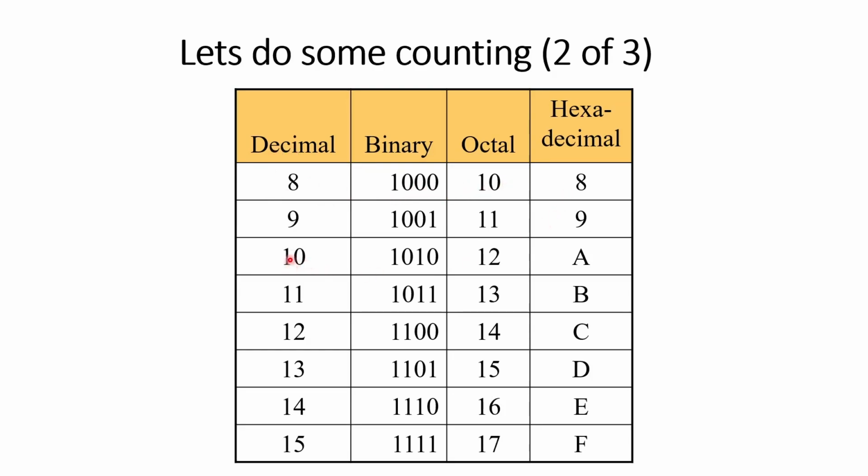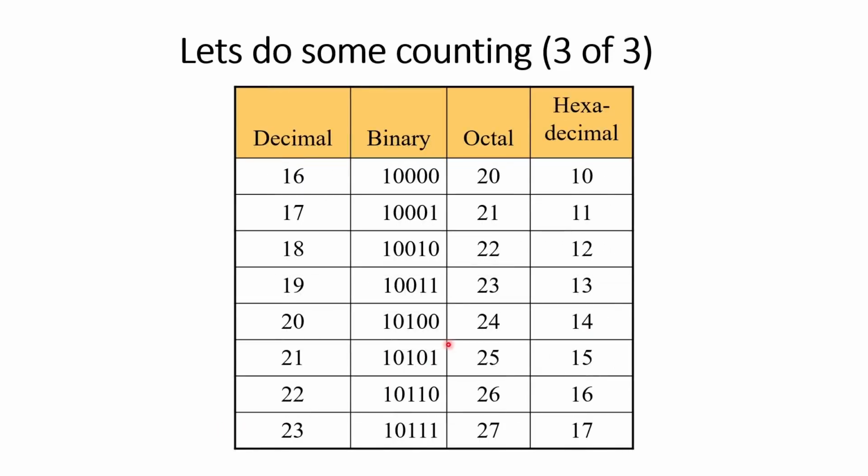And most important, in decimal we write 10, but in hexadecimal we write A, and in decimal we write 11, and in hexadecimal we write B. 12 is equal to C, 13 is equal to D, 14 is equal to E, and 15 is equal to F. And here are some other examples.